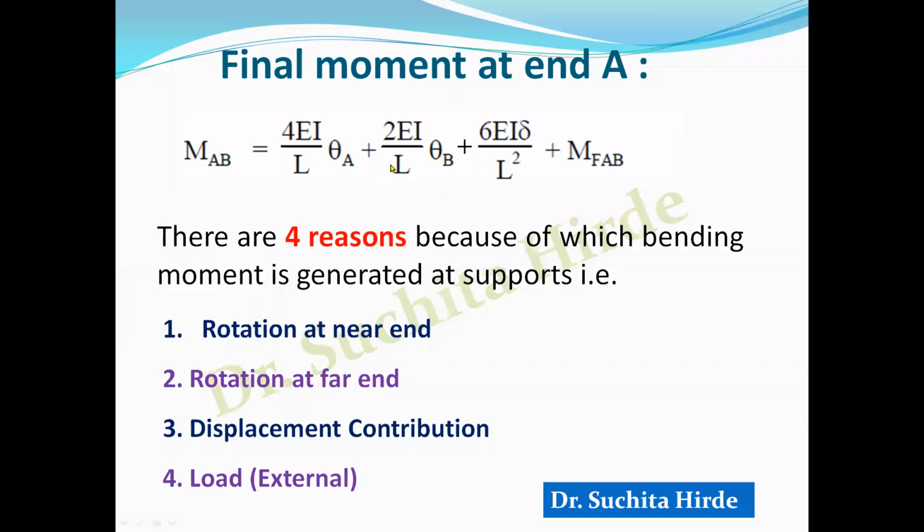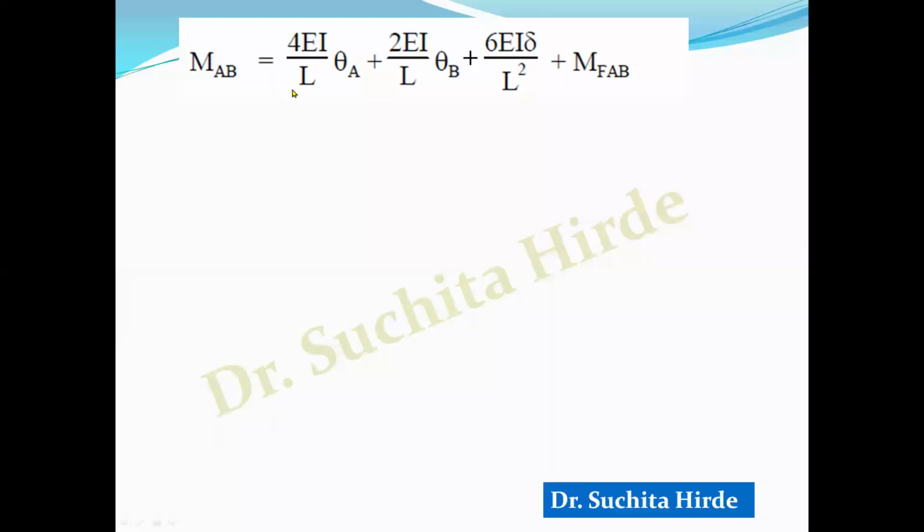In Kani's method, 2EI by L into theta is known as rotation contribution. Let us see what is meant by rotation contribution. If we want to write the slope deflection equation for any member AB, we write it like this. In this, 2EI by L into theta is called rotation contribution in Kani's method. Now 2EI by L into theta B, where B is the far end, is the rotation contribution at far end. And 2EI by L into theta A is the rotation contribution at near end.